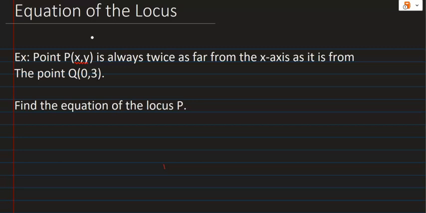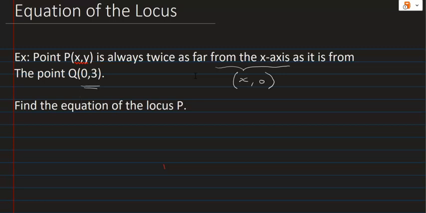First of all, for the point on the x-axis, we need to know that a random coordinate on the x-axis is always (x, 0), because the y value is 0. And then we have the point Q that we have to work with, and the point P that is moving around based on this given condition, that it is twice as far away from the x-axis as it is from the point Q (0, 3).